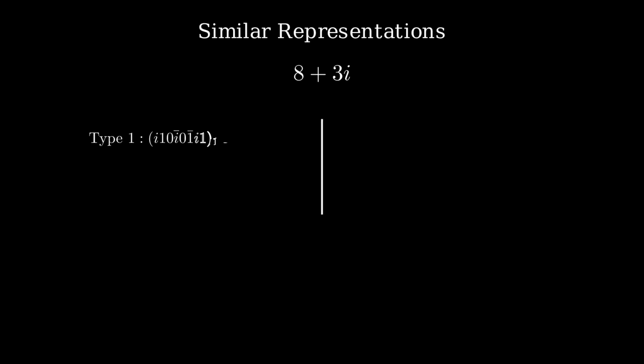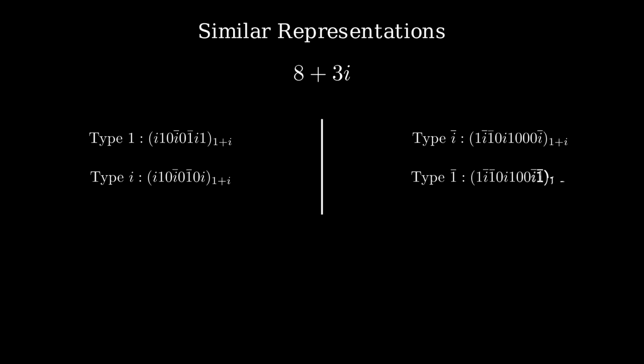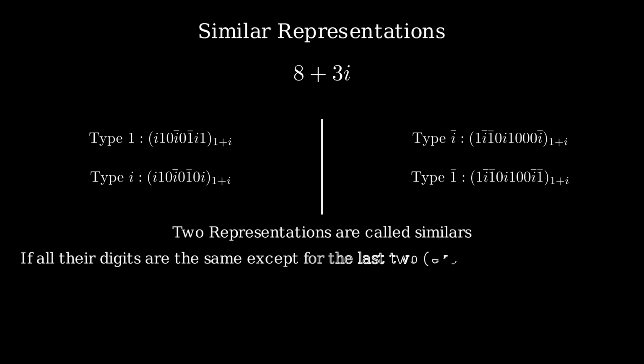Now I want to draw your attention to the fact that the representation of a Gaussian integer can be divided into two pairs of similar representations. Two representations are called similars if all their digits are the same except for the last two, excluding the rightmost zeros. So every Gaussian integer has two pairs of similar representations, and the two pairs are dissimilar to one another.